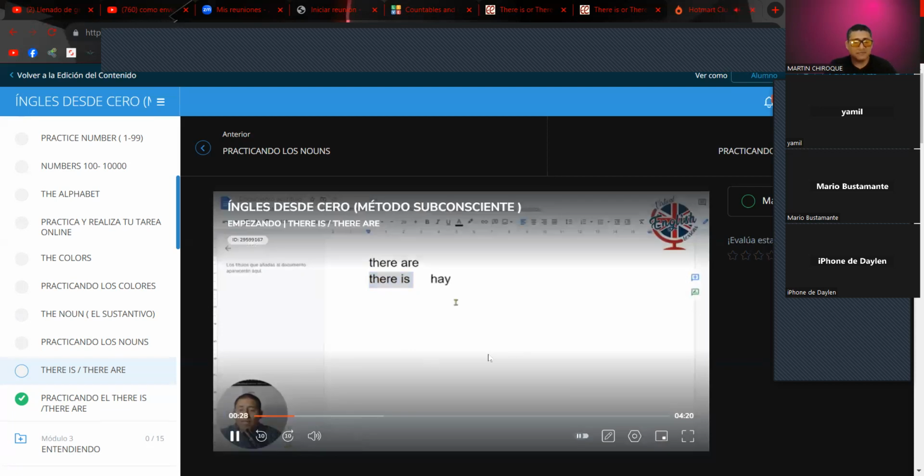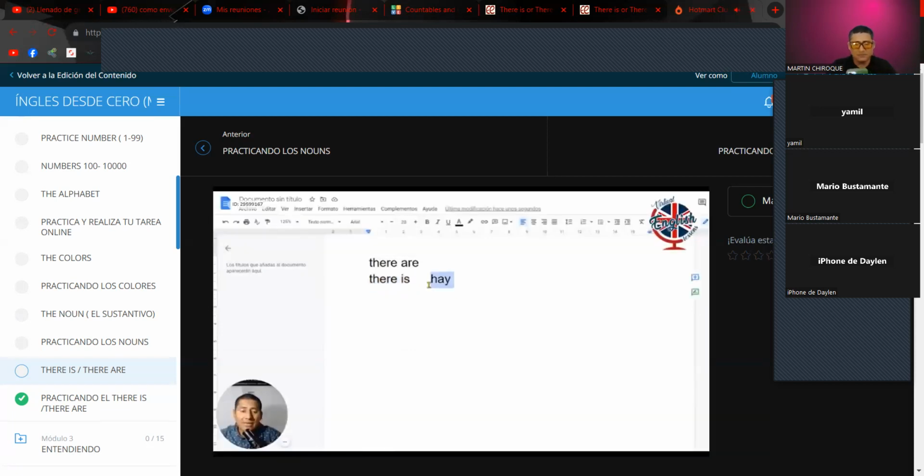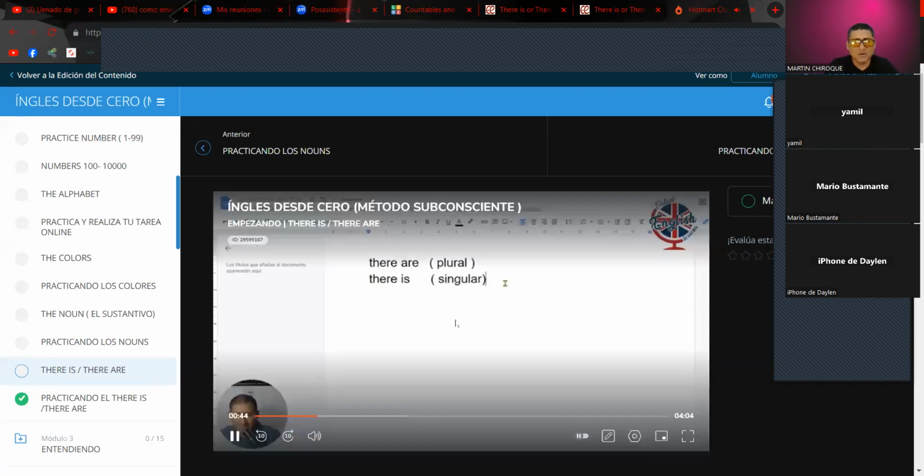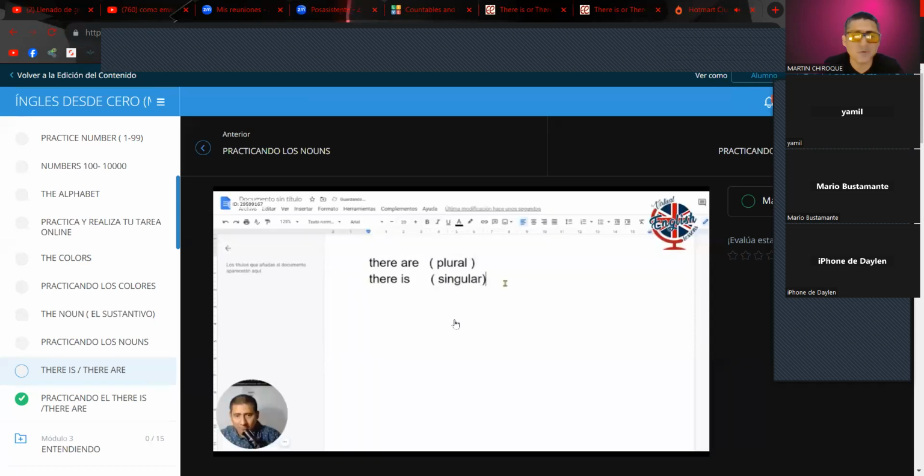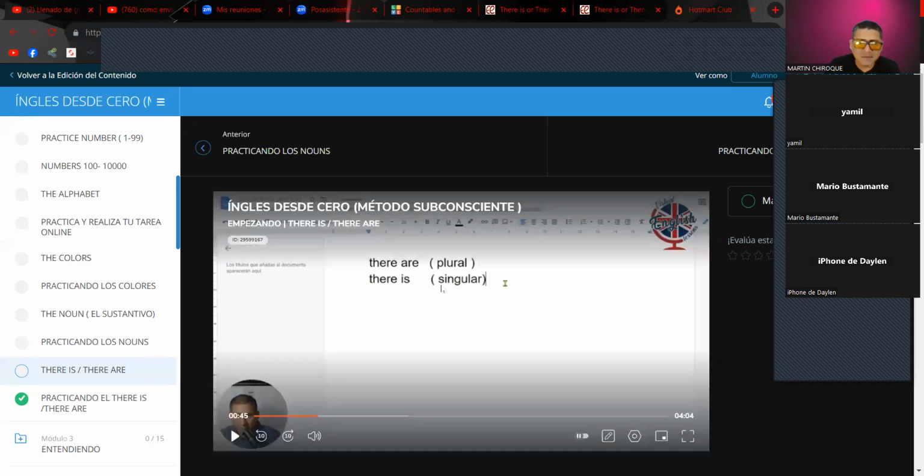Lo importante en esto es que de una otra manera utilizamos el there are por plurales. Plurales cuando hablamos de varios. Y el there is cuando hablamos singular, cuando hablamos de uno solo. Por ejemplo. So please, it's very important to remember. We have to use there is for a singular when you talk about one, right? And we use there are when you talk about two or more. When you talk about plural, it's very important.